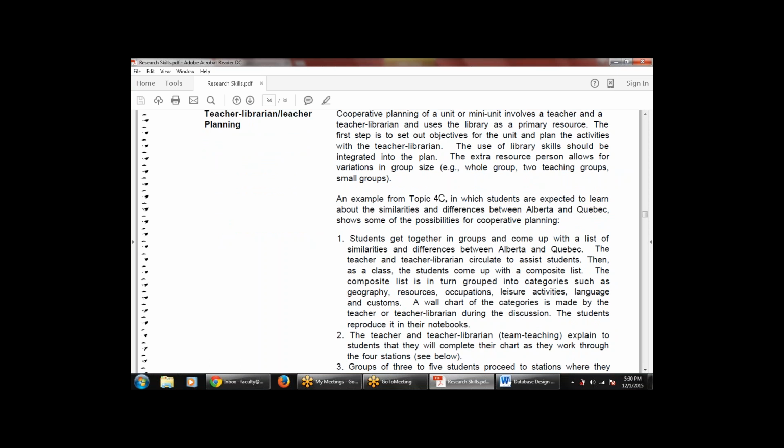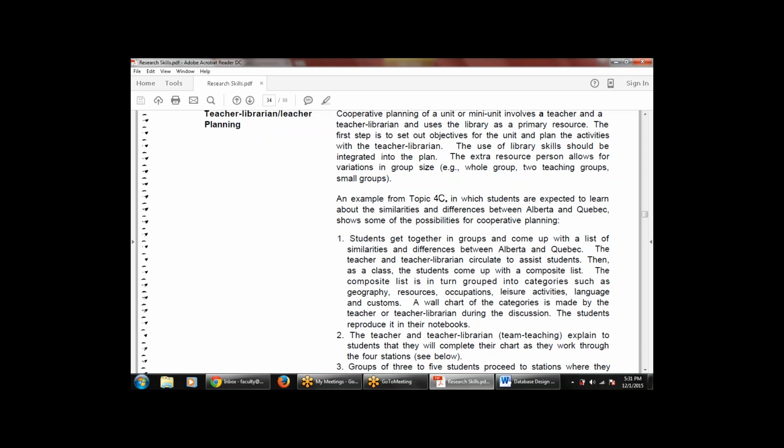The first step is that students get together in groups and come up with a list of similarities and differences between algebra and cubic. And the teacher and the teacher librarian circulate to assist the students.